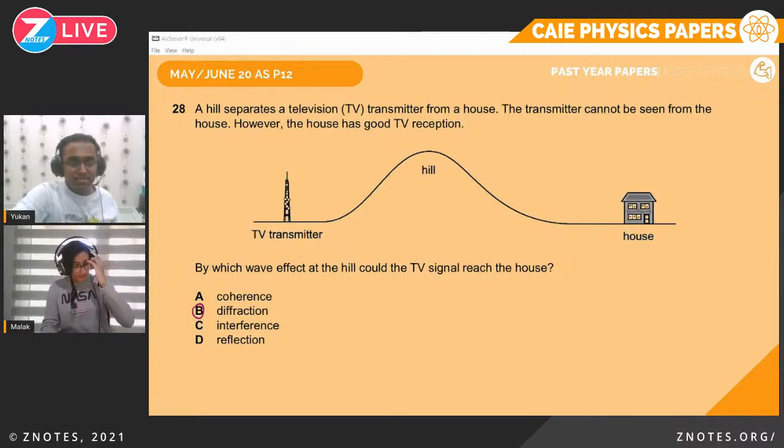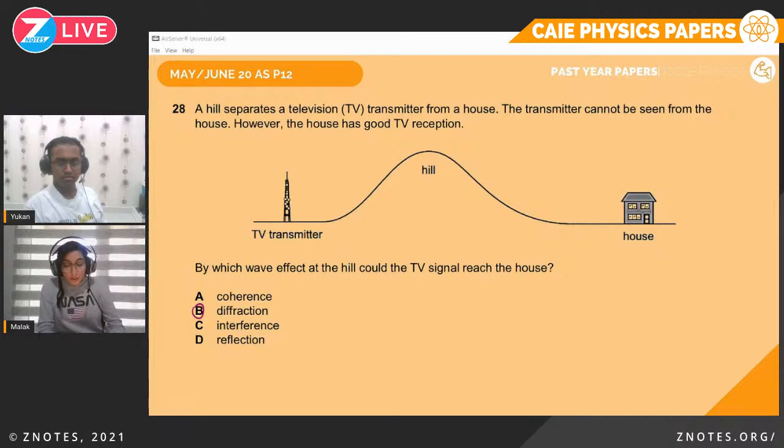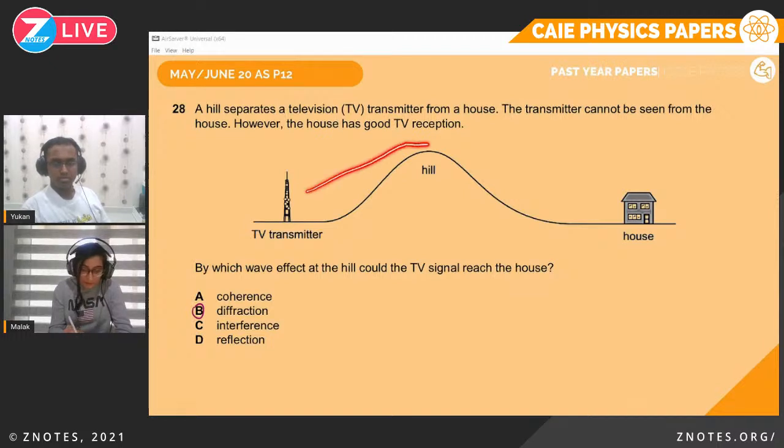A hill separates a television transmitter from a house. The transmitter cannot be seen from the house. However, the house has good TV reception. By which effect at the hill could the TV signal reach the house? So now we have the TV transmitter here, and it somehow bends up and goes down here. Now, the bending of electromagnetic waves is called diffraction. So we know it is B. As it did not go in a straight line, it bent. That is called diffraction.